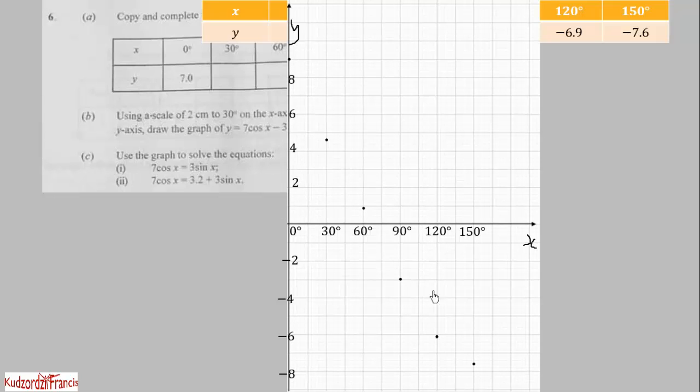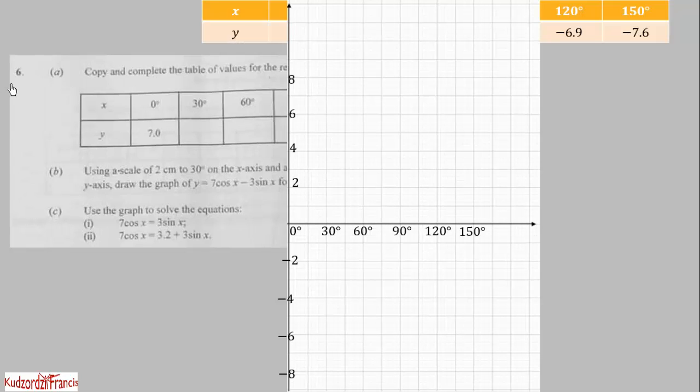So these are the points we plotted, and the next thing we do is to draw the curve through them. So we draw the curve through them to get this shape. So that is the B part of the question. Then the C part says to use the graph to solve the equation 7 cos x equals 3 sin x.